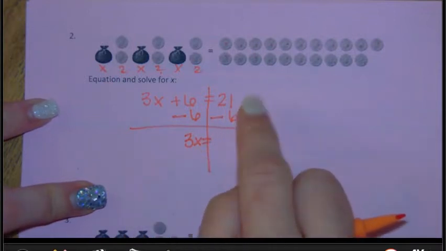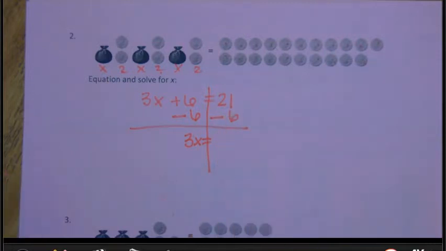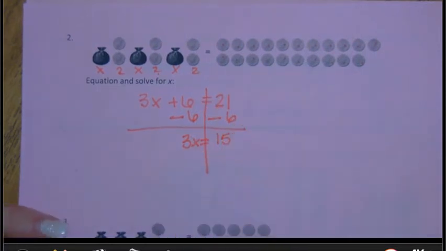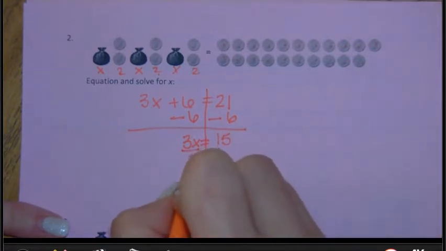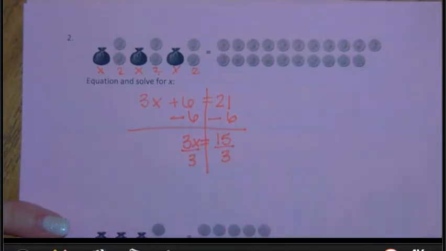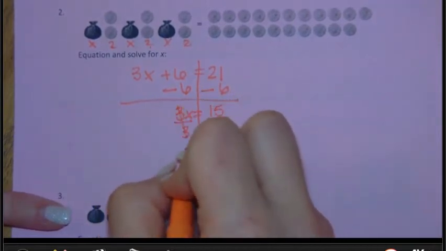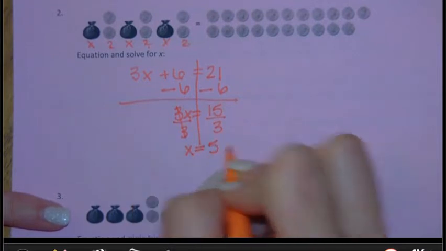21 minus 6, well, let's see what that goes down to. I can't even do math right now. 21 minus 6 is 15. Okay, I need to create 3 equal groups, so I'm going to divide by 3 on both sides to make sure that there are the same number of coins in each bag. 3 divided by 3 is equal to 1. 15 divided by 3 is 5.